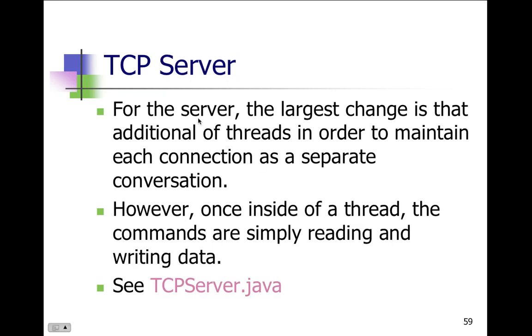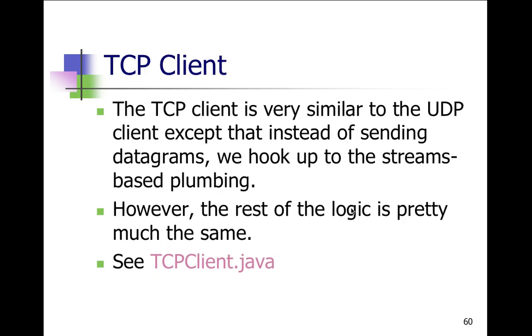So for the server, the largest change is the addition of the threads in order to maintain each connection as a separate conversation. So we have multiple threads, one for each of the clients, versus just an open port. And inside the thread, there's a command that simply reads and writes the data. The example is going to be TCPServer.java, and we have TCPClient.java.